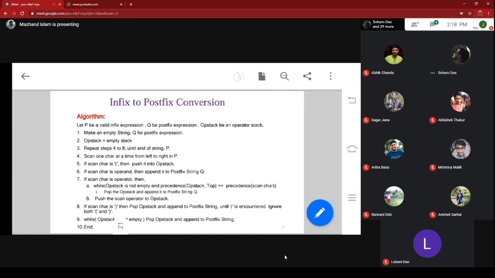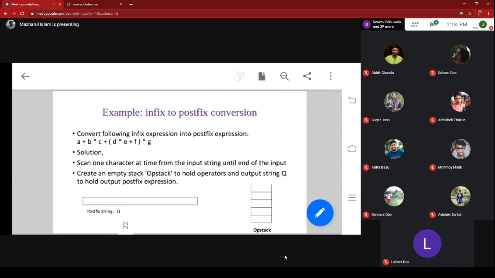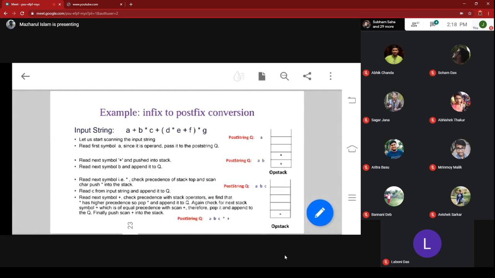Yes, sir. So that is why step 7A1 will not execute, and 7B will execute. What is 7B saying? Push the scan operator to the op stack. So multiplication will be pushed to the op stack. That is why after plus, multiplication is pushed to the op stack.